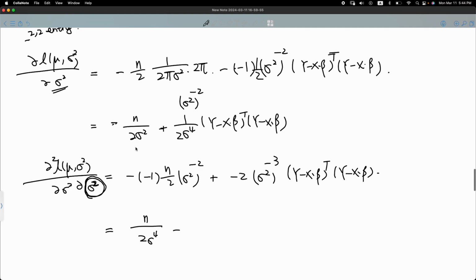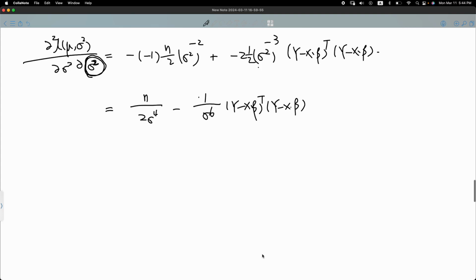And now, yes, there should be a 2, and then there should also be a 1 over 2, and that should cancel out. So you should have sigma raised to the power of 6, 1 over that, and then 1. I think now should be good.